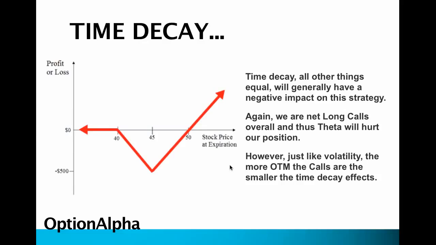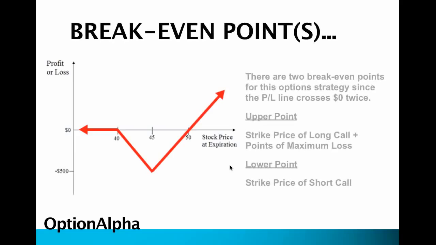So the more out of the money you have call options that are long, the smaller the effects of time decay overall. Now, break-even points, again, are a little bit more complex to calculate, but we're going to go over both of them here. You can see we have 2 break-even points since this strategy crosses the profit-loss line twice.